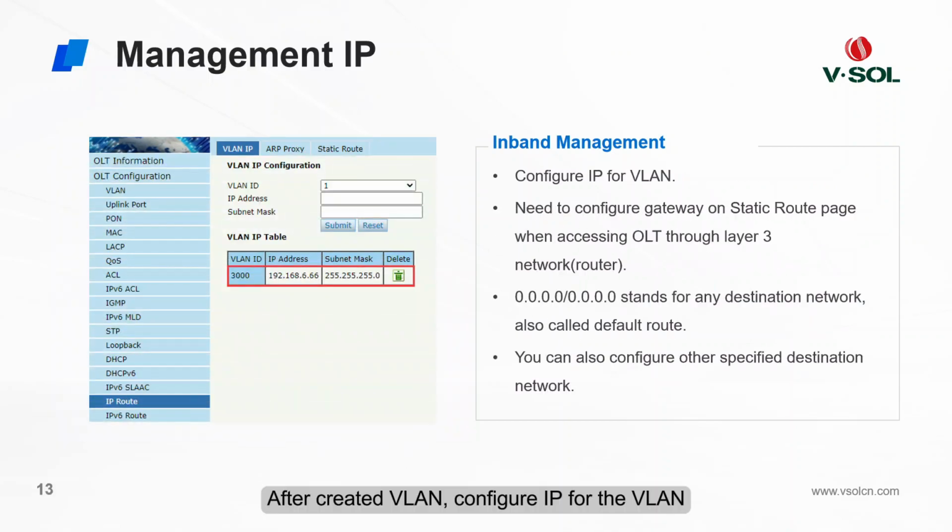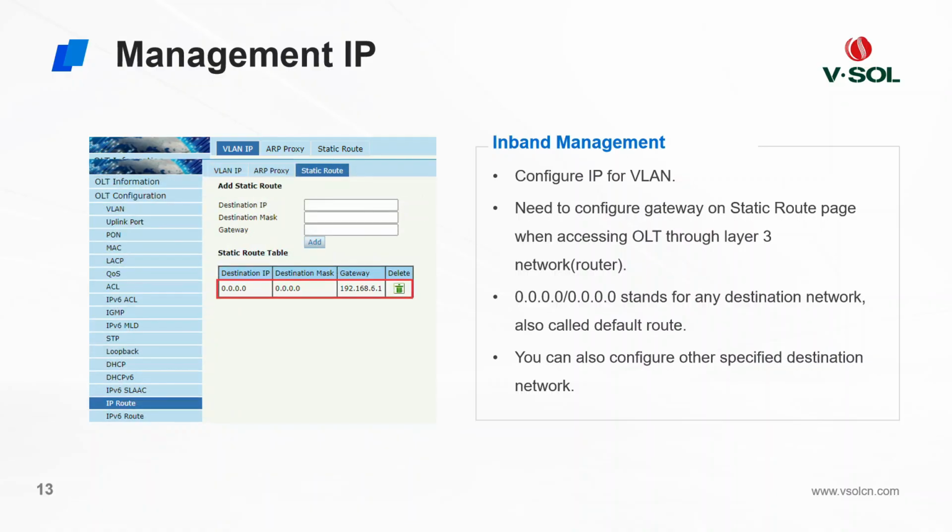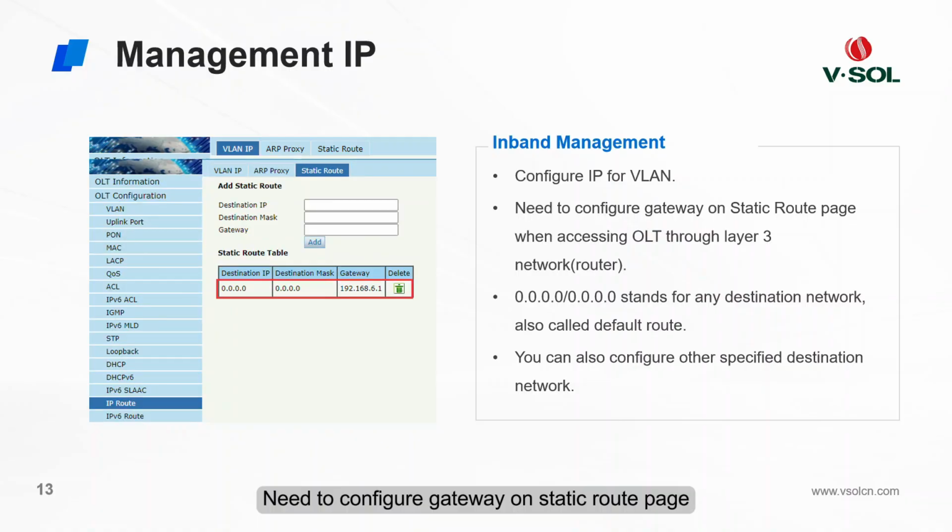After creating VLAN, configure IP for the VLAN. If using service VLAN for management, usually the IP is in the same subnet as service IP address. Need to configure gateway on static route page when accessing OLT through Layer 3 network. Destination IP and mask all 0 stands for any destination network. It's also called default route. You can also configure other specified destination network.